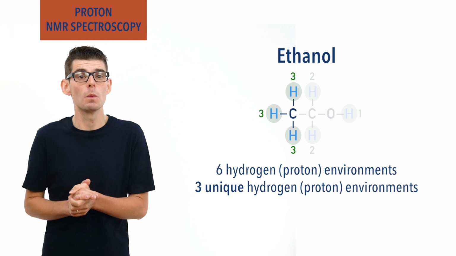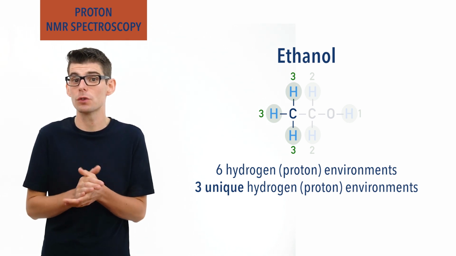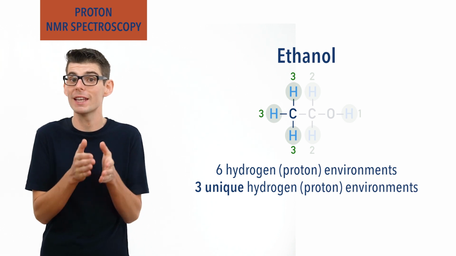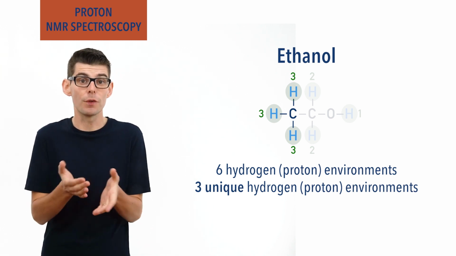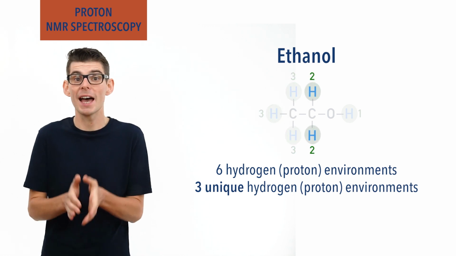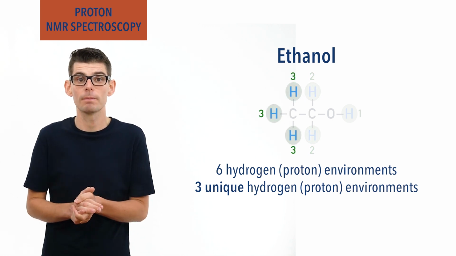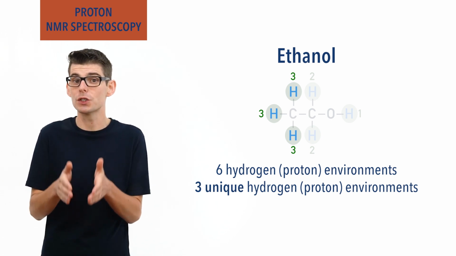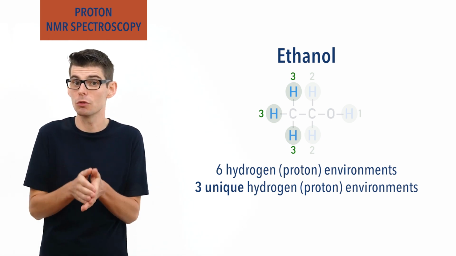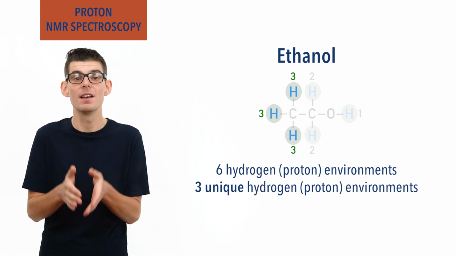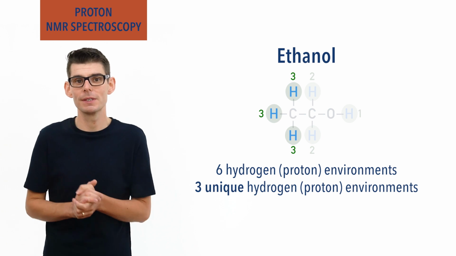Be careful with this idea of unique hydrogen or proton environments. There can be more than one hydrogen in a unique environment. For example, there are 2 hydrogens here in the second environment and 3 in the third. If 2 or more hydrogen atoms are bonded to the exact same atoms and groups that are themselves bonded to the same atoms and groups, they are in the same environment.